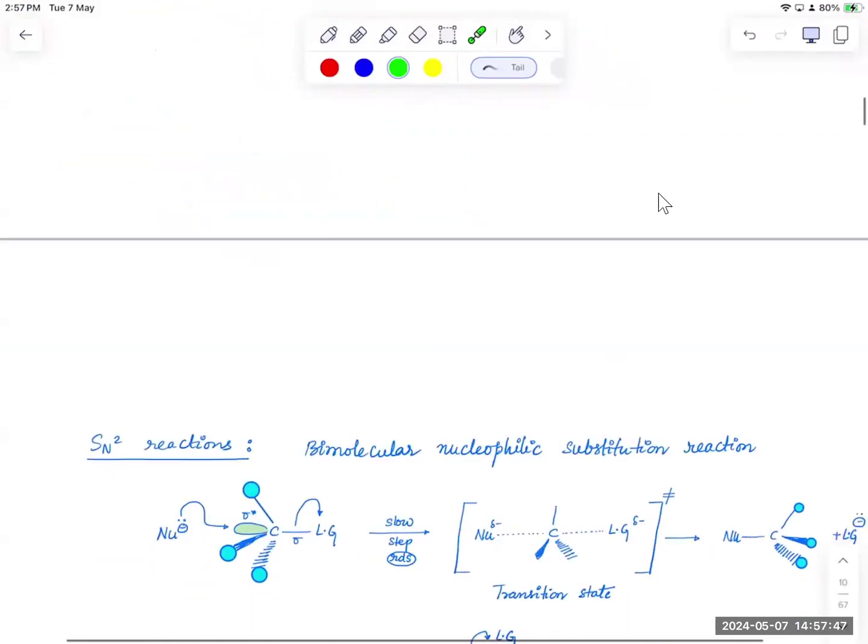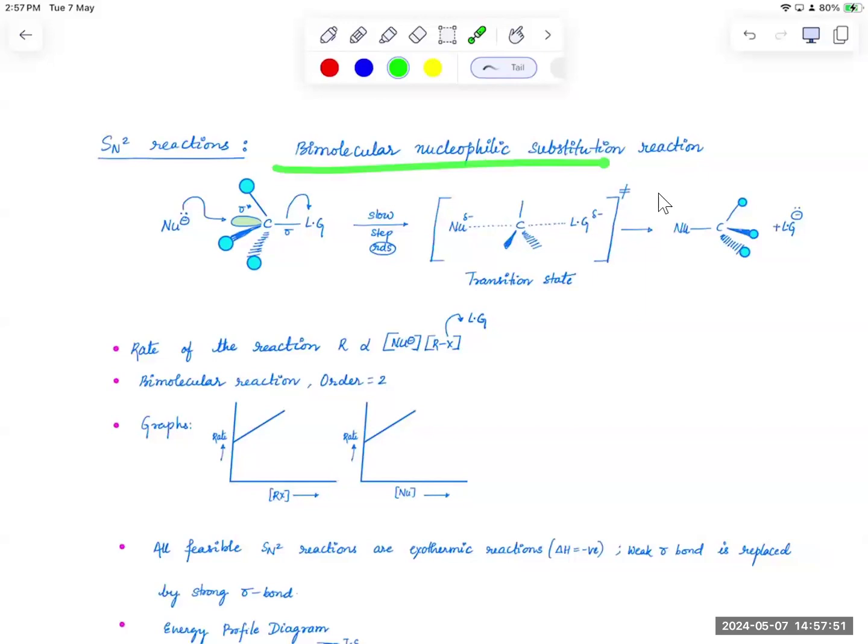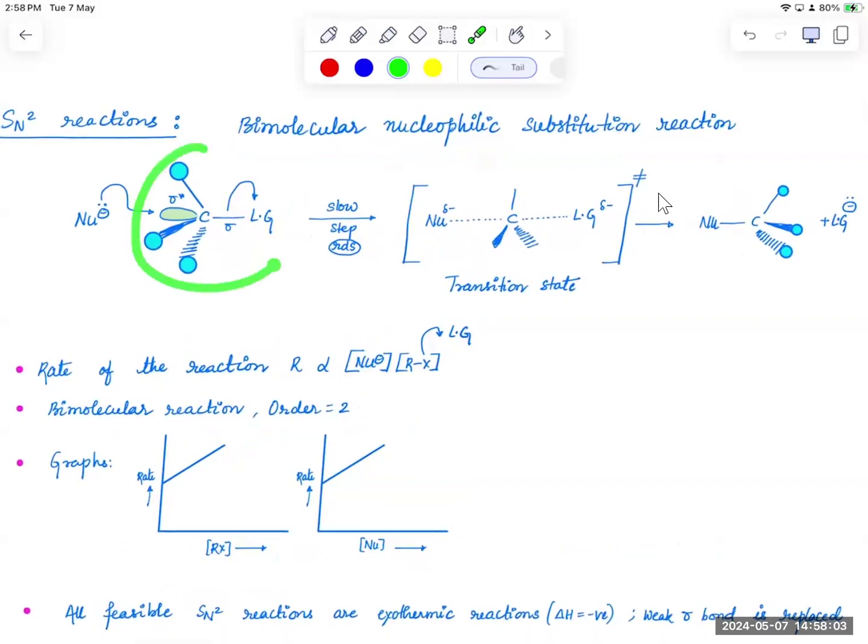Now, let's get into the case of SN2 reactions. SN2 are bimolecular nucleophilic substitution reactions. Bimolecular means two molecules are involved in the slow step. This is the reactant: we have carbon with three groups, which could be anything as simple as hydrogens, and a leaving group. When the leaving group goes away, the nucleophile will approach. But where will it approach? It needs some empty orbital, right?